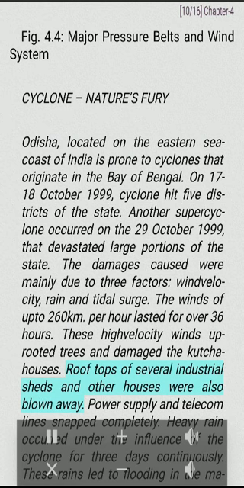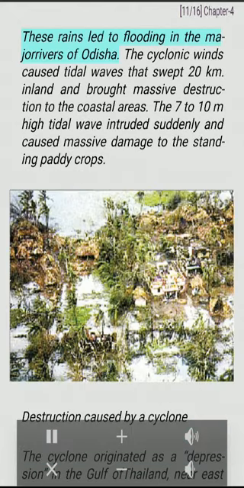Rooftops of several industrial sheds and other houses were also blown away. Power supply and telecom lines snapped completely. Heavy rain occurred under the influence of the cyclone for 3 days continuously. These rains led to flooding in the major rivers of Odisha.